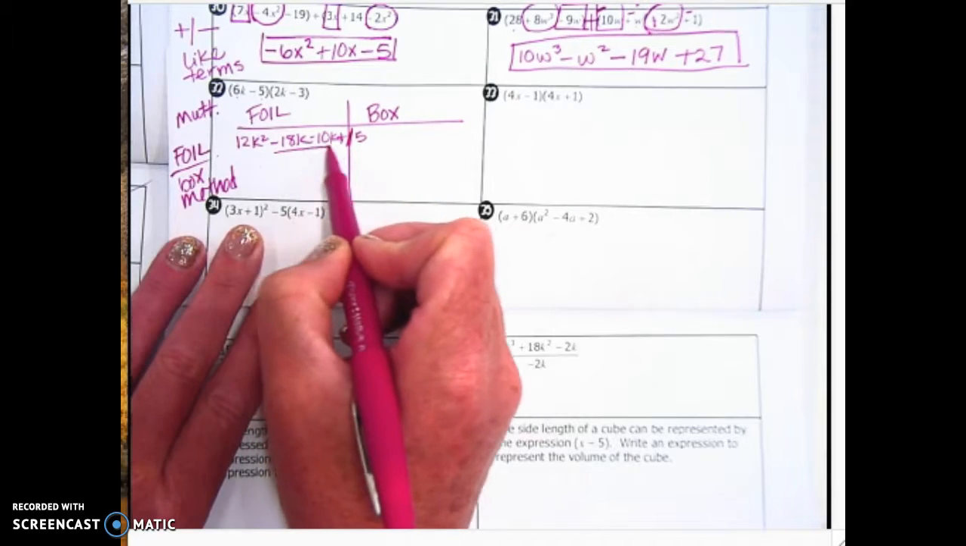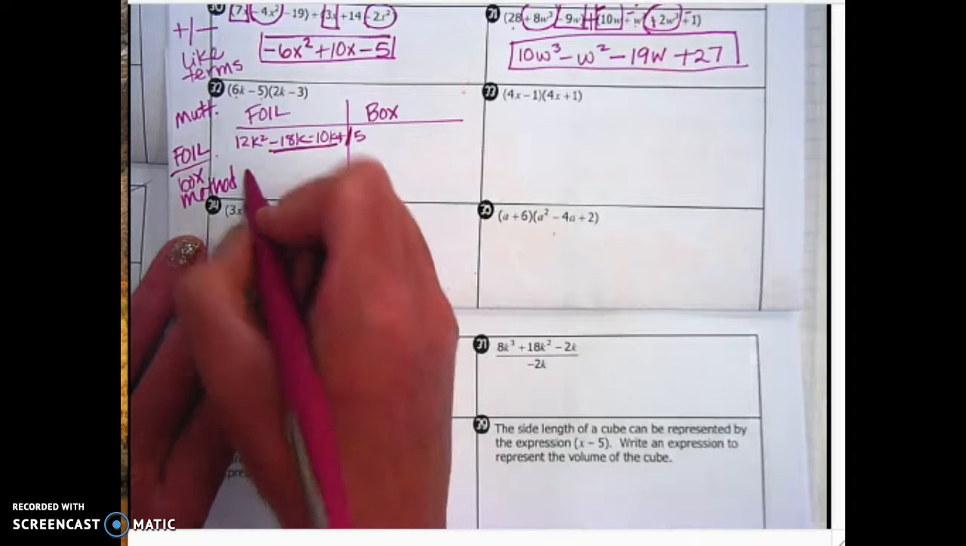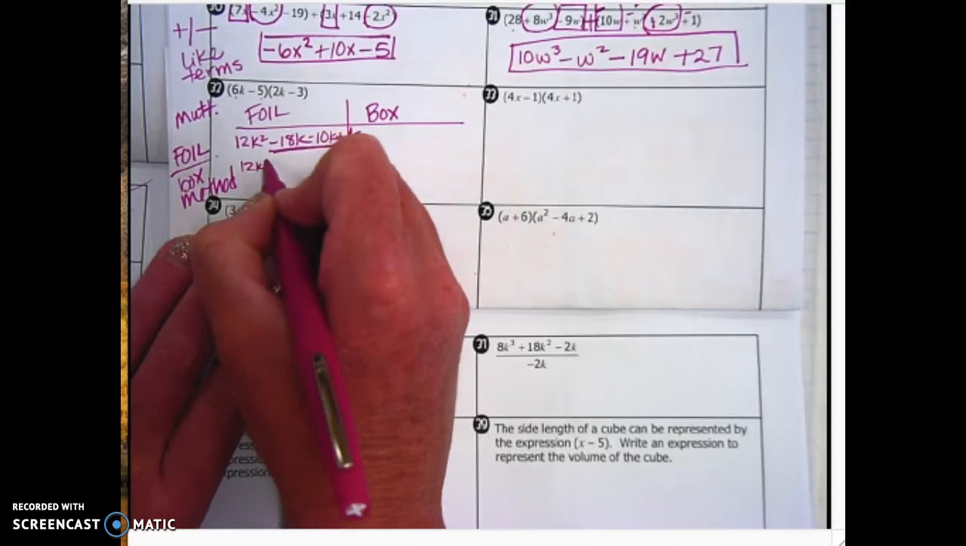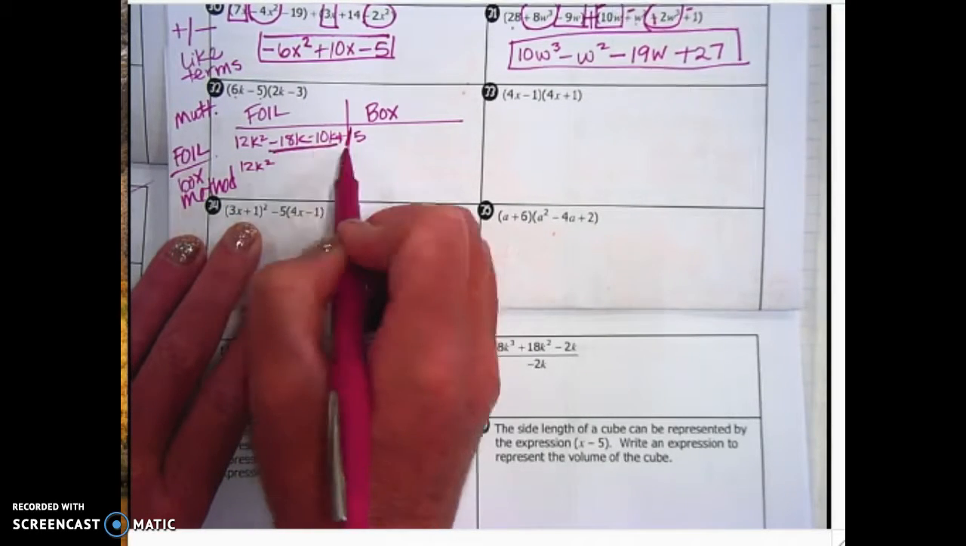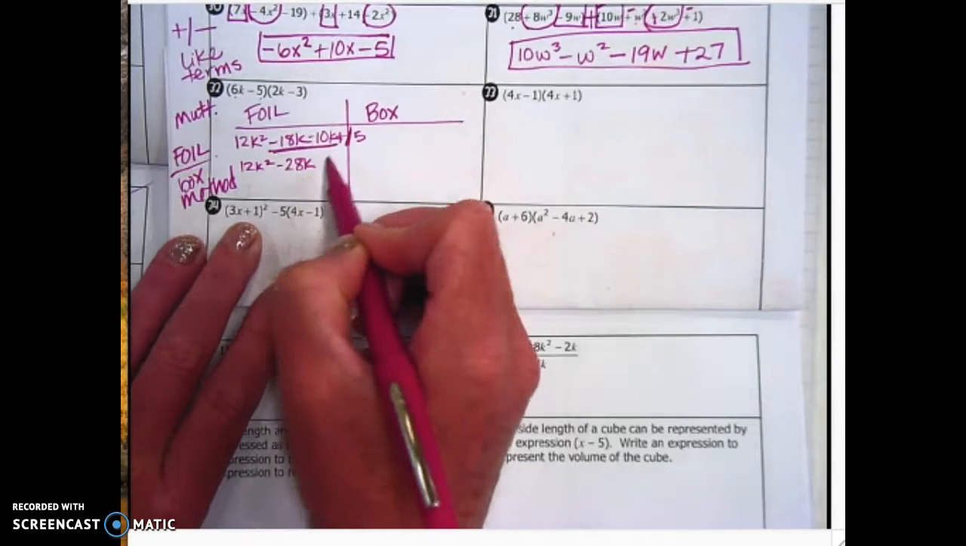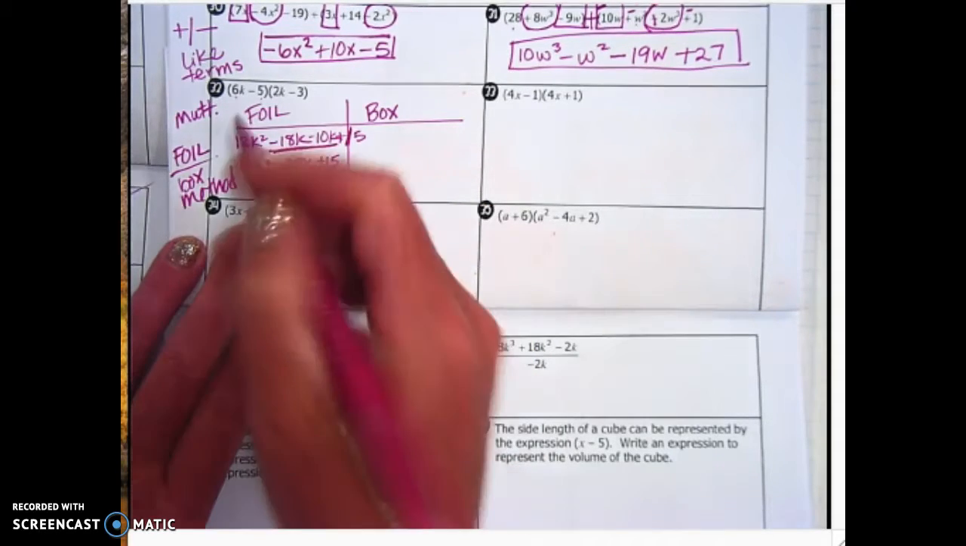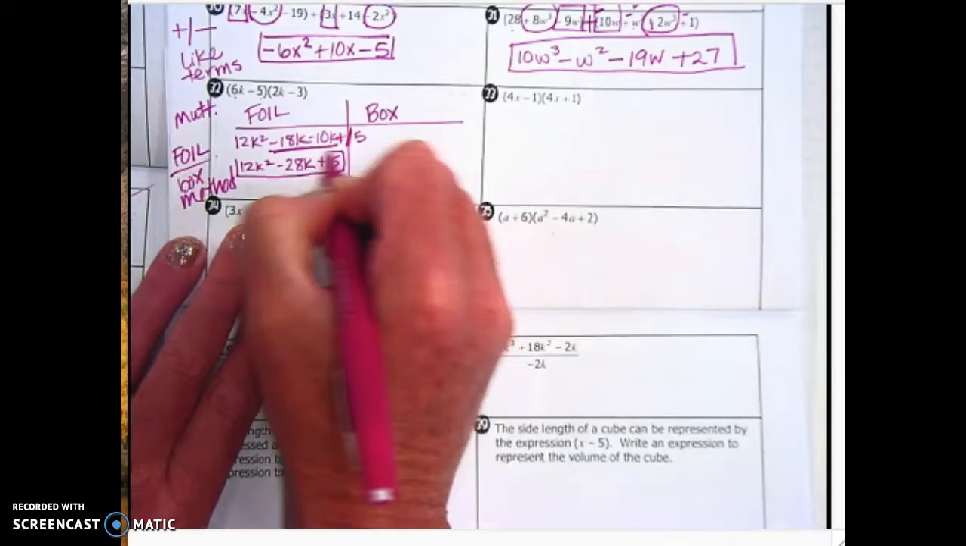95% of the time, the two middle terms are going to be your like terms, and they're going to be combined together. So we'll get 12k squared. We're going to combine these two together and get negative 28k, and then plus the 15. That's called the FOIL method.